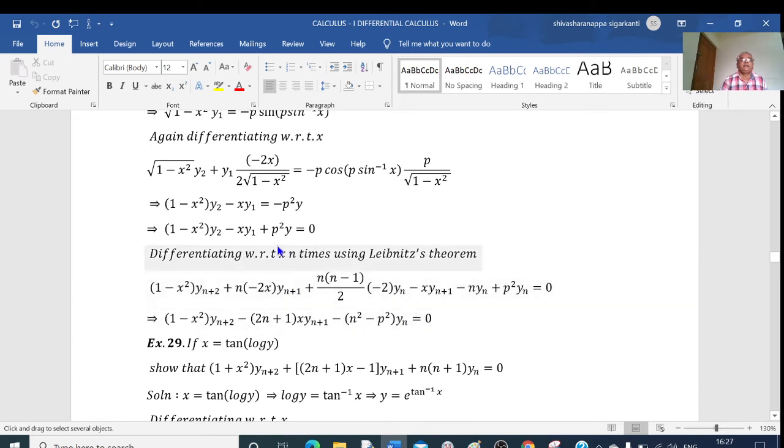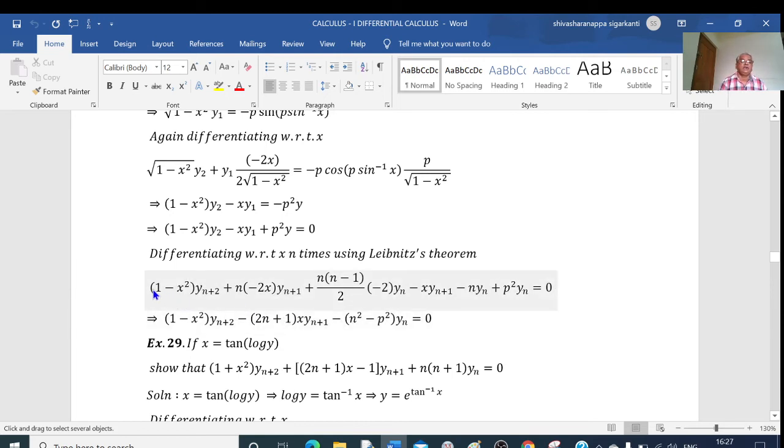Next, coming to this, again using Leibniz theorem on this one, first I will take x: minus x into nth derivative of y1 is yn plus 1, minus nC1 is n, derivative of x is 1, with 1 less derivative of yn plus 1 is yn, the derivative ends here, plus p square constant as it is, nth derivative of y is yn, is equal to 0.